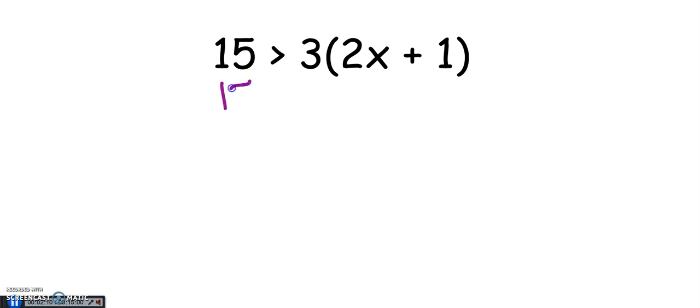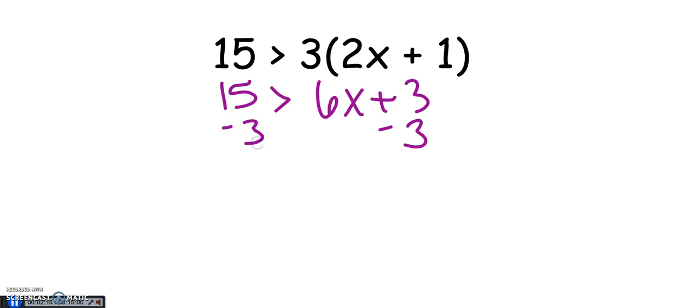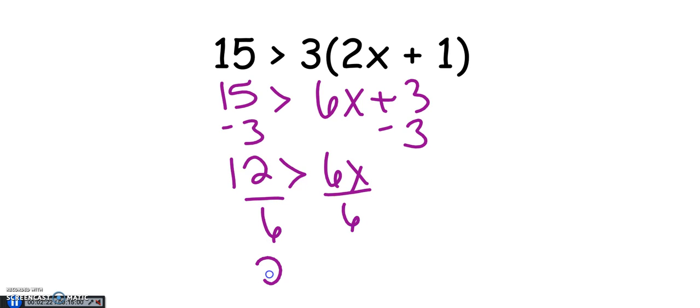And our last one, we're going to distribute first. So 6x plus 3, subtract our 3. So we get 12 is greater than 6x. Divide by 6. So 2 is greater than x, but what that means is our variable's on the right-hand side this time. So we're going to flip the whole thing around.